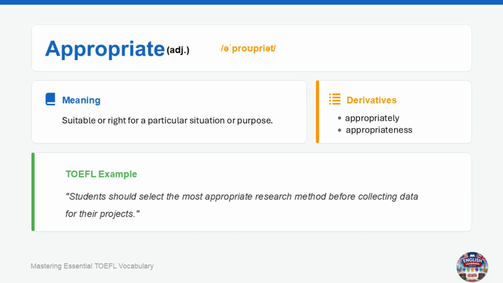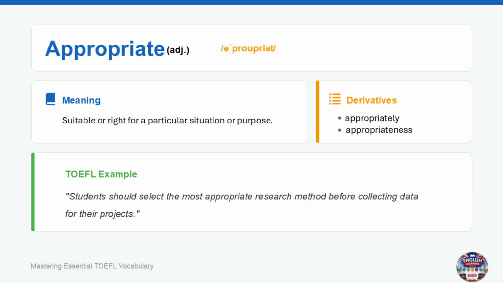Listen carefully. Appropriate. Appropriate. Excellent. Appropriate means suitable or right for a particular situation or purpose. That's a word I often see in academic writing instructions. Yes, it's a very important academic word. Now listen to this example. Students should select the most appropriate research method before collecting data for their projects.